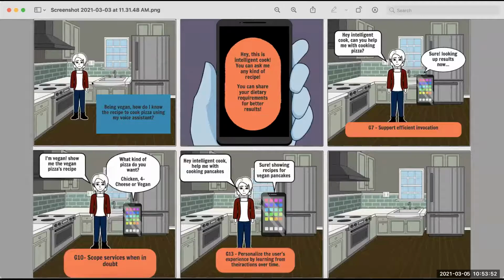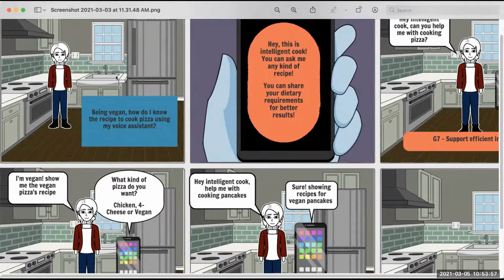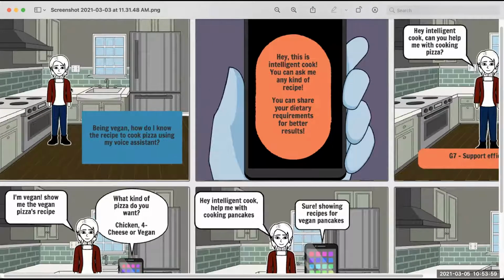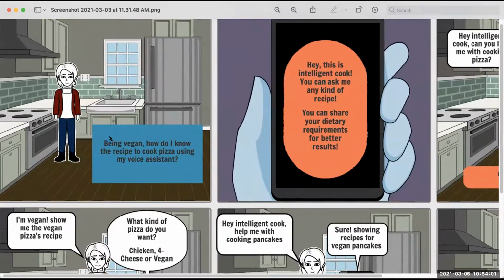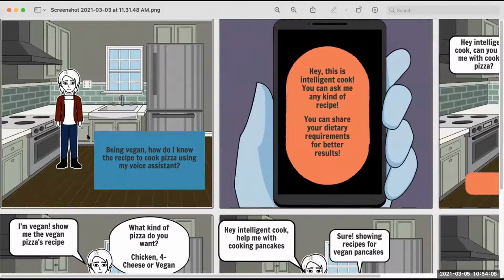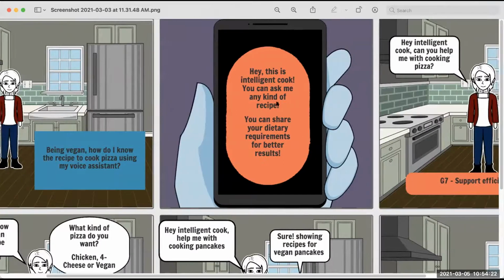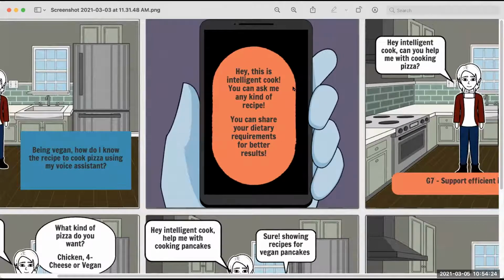Okay. So basically this is a character, and our app helps people find recipes and cook in the kitchen. She's vegan, but different people might have different dietary needs. Some people might be lactose intolerant, and some people might be vegan, so they have to mention it every time they're looking for recipes. So this is our UI. It's called Intelligent Cook. You can ask it for any kind of recipes, and you can also share your requirements.